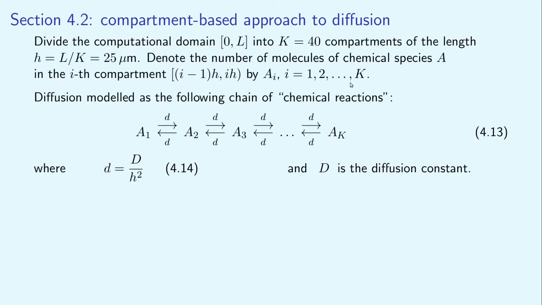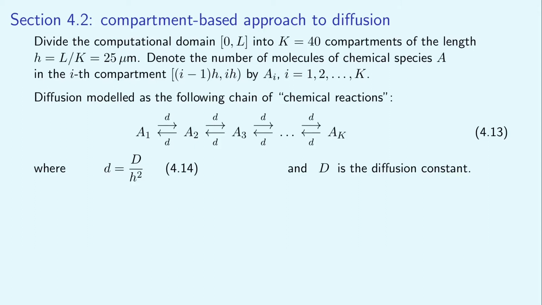Diffusion is then modeled as the following chain of chemical reactions. I have put chemical reactions in quotes because there are of course no real chemical reactions involved in this model. Each of our variables, A_i, contains the number of molecules of the same chemical species. However, it is very useful to write this model as a chemical system, because we can then apply the whole stochastic chemical reaction theory, which we learned in chapter 1.